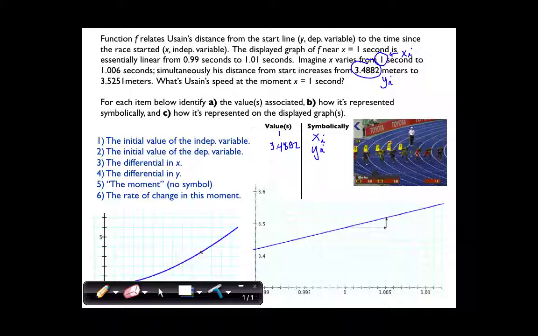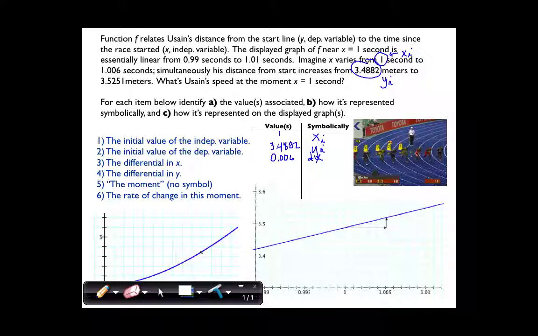What about the differential in x? I can call that dx. What's the value of that? As x varies from 1 second to 1.006 seconds. Right, so this differential is just, yeah, it's that final minus initial in terms of value, dx or x final minus x initial. But yeah, it's this value-wise, it's 0.006.